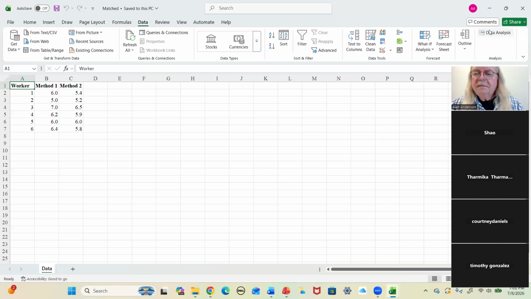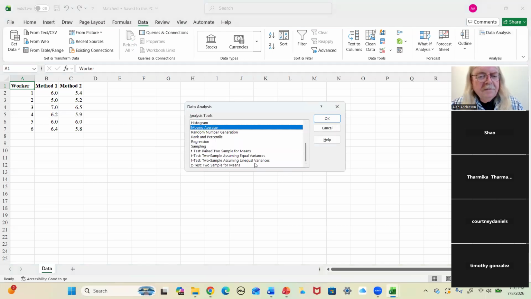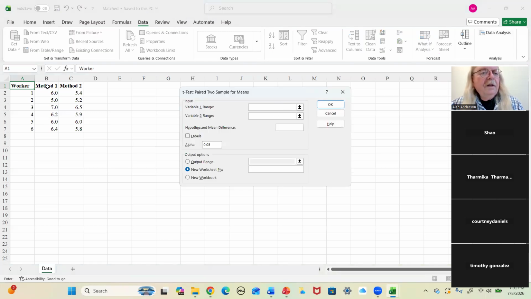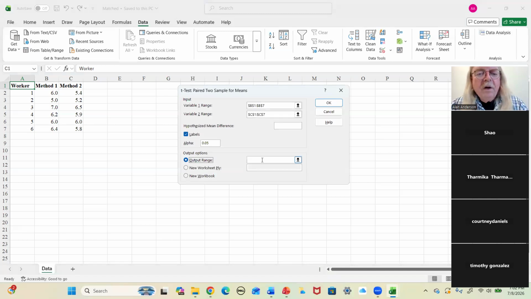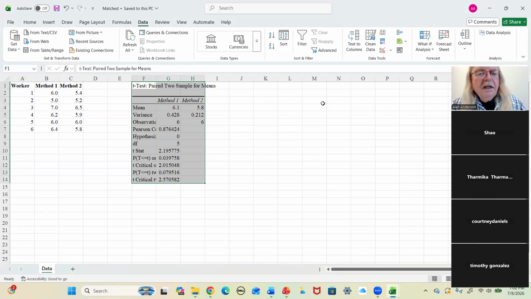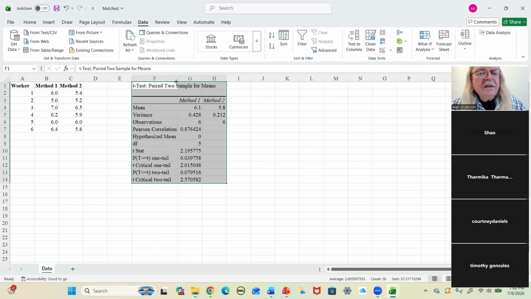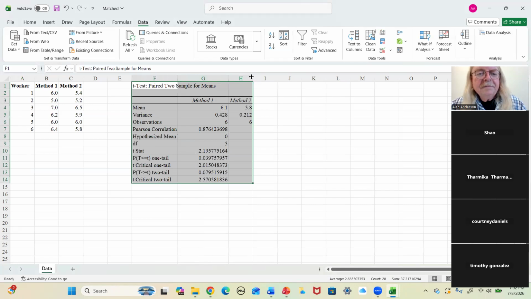Data analysis, paired. That's right. So this is variable one, this is variable two, and be sure to include the headers, but then also click on the labels. If you want it on a new sheet, you can. It defaults to that. You can leave it right here if you want, but then you have to make sure it doesn't override the data. So you could, for example, put output range F1, which tells it to start at F1. And there it is. Be aware you'll probably have to widen up these columns.